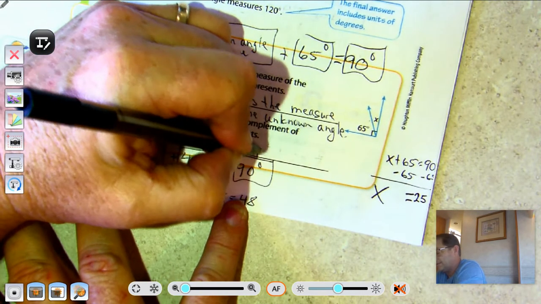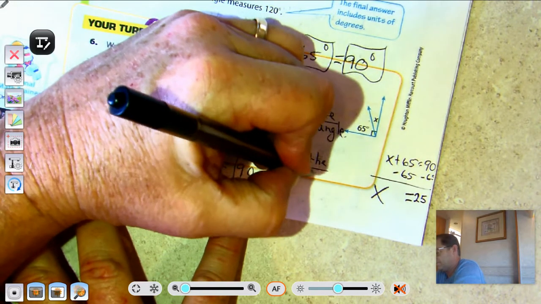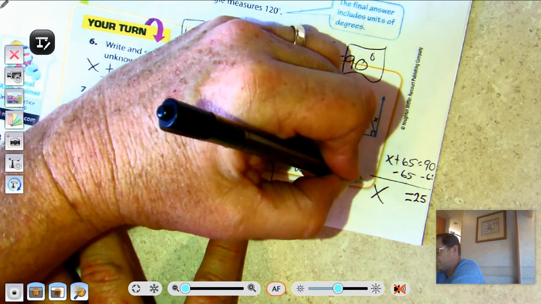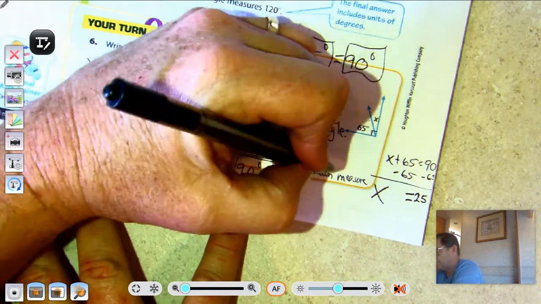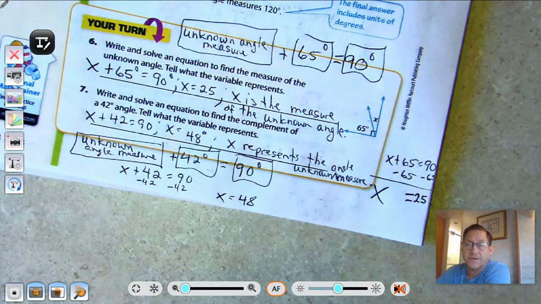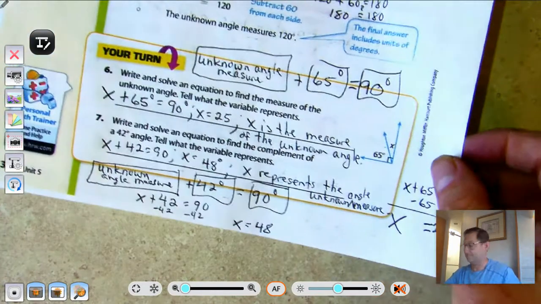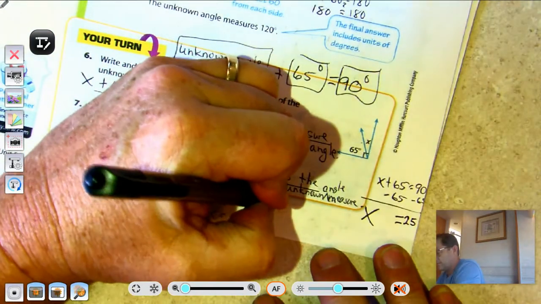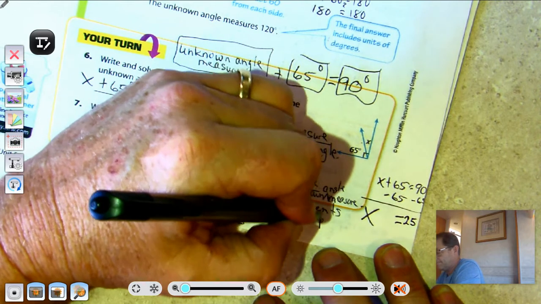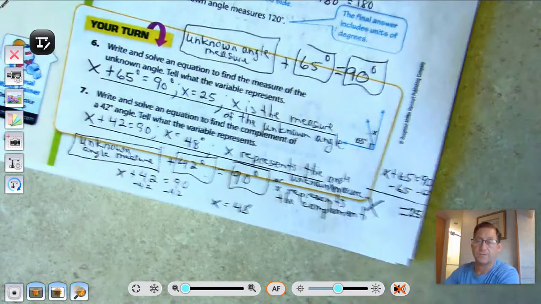X represents the unknown measure of the angle, or the unknown angle measure. So the unknown angle measure is 48 degrees. We'd also say x represents the complement.